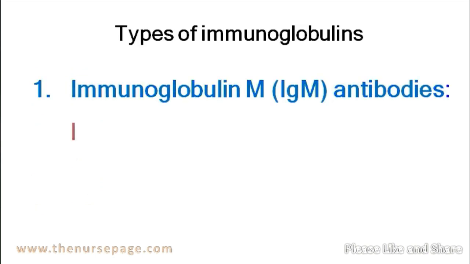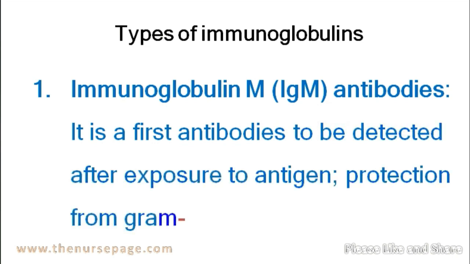First one is immunoglobulin M, or IgM antibodies. It is the first antibody to be detected after exposure to antigen. Protection from gram-negative bacteria is a major function of IgM antibodies. That is important in testing: if IgM is tested positive, it means the person is acutely infected, that is infected within the last 2 or 3 days.